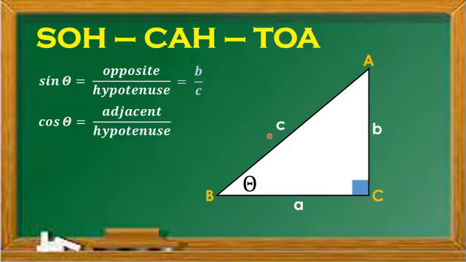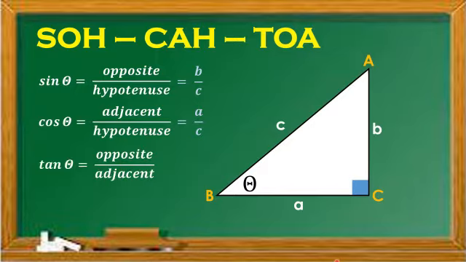CAH means cosine theta is equal to adjacent side over the hypotenuse. So again, based on our figure, the side adjacent to our theta is side A, and the hypotenuse is side C. Therefore, cosine theta is equal to A over C.